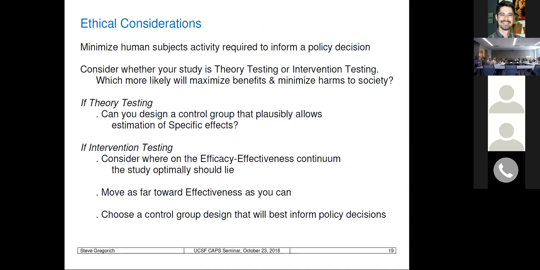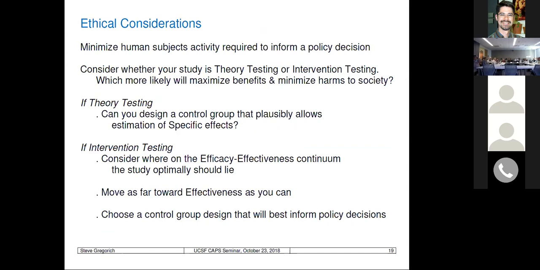So, ethical considerations. We want to minimize human subjects' activity required to inform our policy decisions related to health care delivery. I think investigators need to carefully consider whether their study is theory testing or intervention testing. And part of that is trying to ask yourself which approach is more likely to maximize benefits and minimize harms to society. If you need to do theory testing, okay, but be deliberate about it.